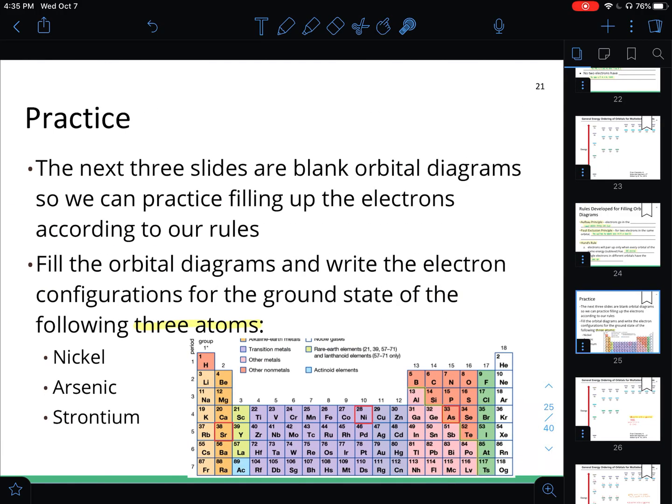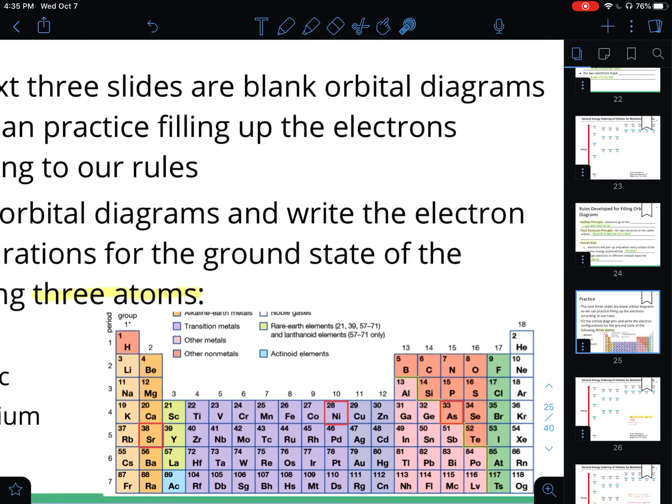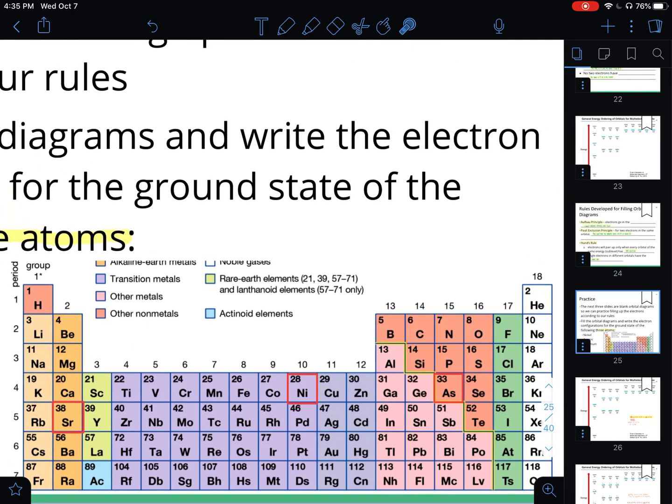All right, let's get some examples. I'm definitely going to be doing this first one for you. That is nickel. And for each of these, they are all going to be atoms. Therefore, they are electrically neutral, so they have the same number of protons as they do electrons. Nickel will be our first one. It is in period 4, 28 electrons because of 28 protons. Arsenic is after, also period 4. Strontium is the last one in period 5.